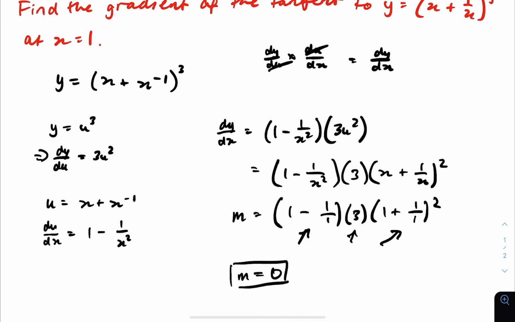And if we want to take it a step further, we could imagine that this is basically a stationary point. So this could be a maximum, a minimum, or an inflection point. And if you use the second derivative test, you could go further to find out. But since this is only asking for the gradient, we can just say the gradient at x equals 1 is 0.